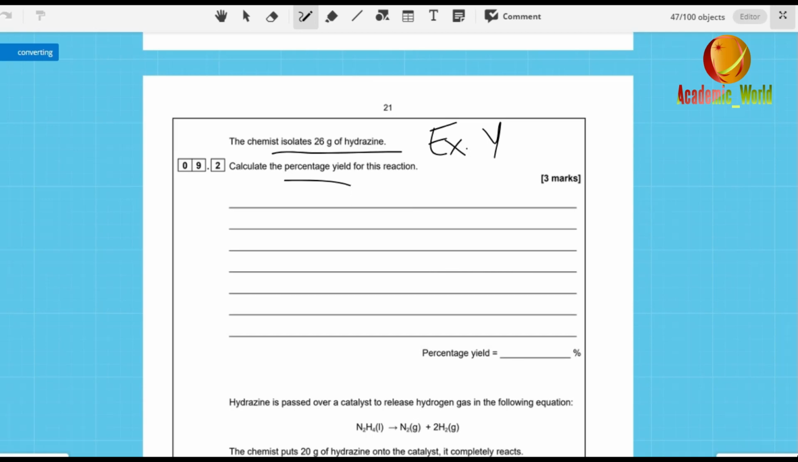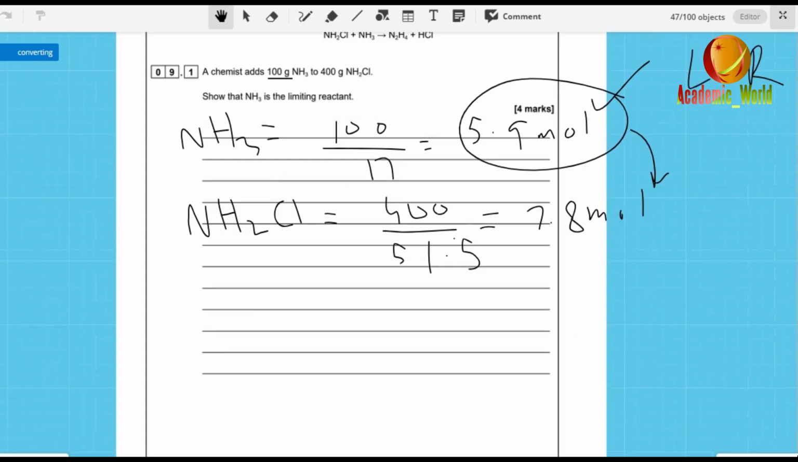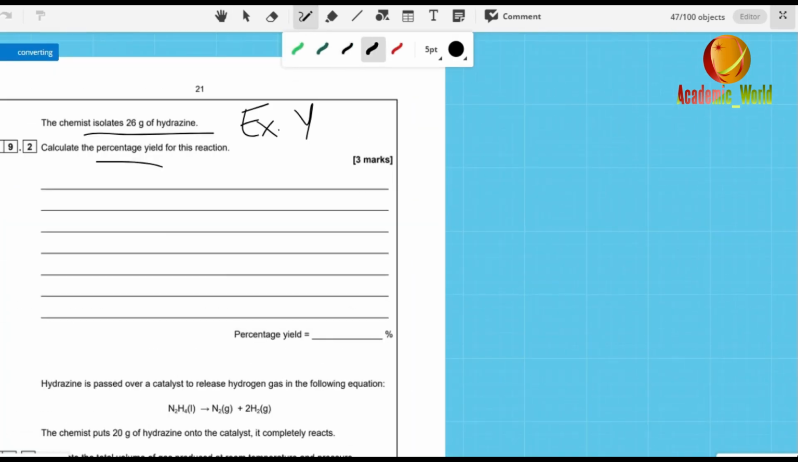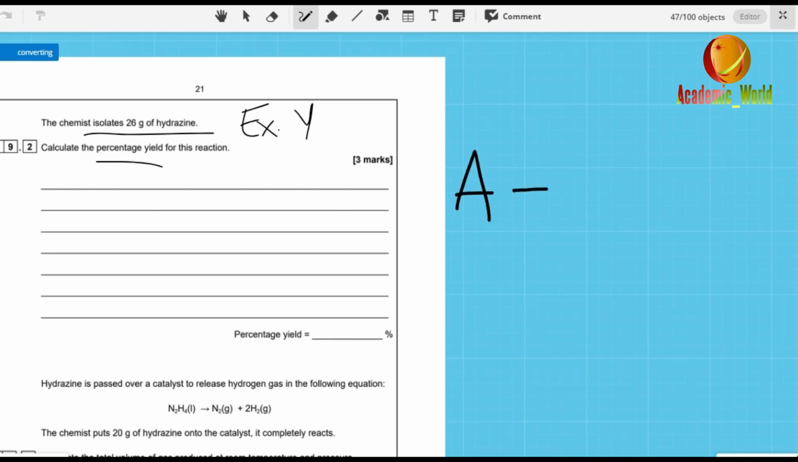So first of all, to find the percentage yield, you need to find the theoretical yield first. It means you already know that the limiting reactant is NH3, so you can take the NH3 moles, the same moles, that is 5.9, because here I'm going to tell you one of the tricks. Here is a reaction A plus B that forms C plus D, let's suppose. Okay, you need to find the mass.